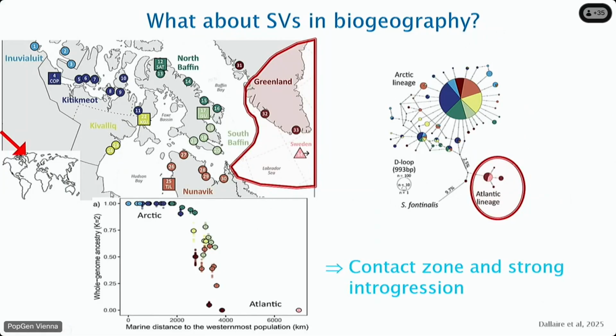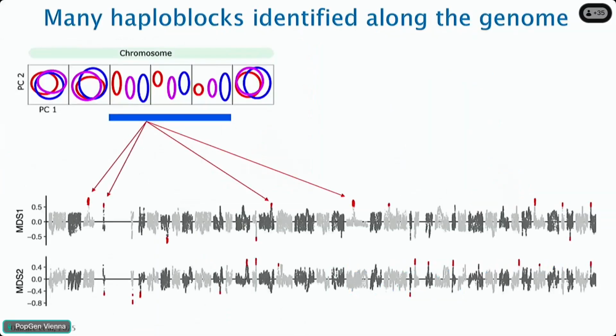So this is the whole genome ancestry between the Arctic and Atlantic. And you see that there is more hybrid zone that's going much further east. So all of this hybrid zone and introgression is completely reshaping the distribution of genetic diversity.